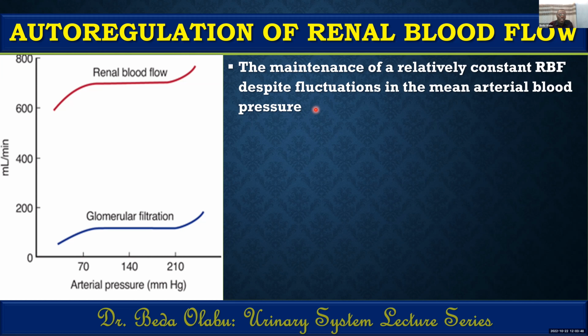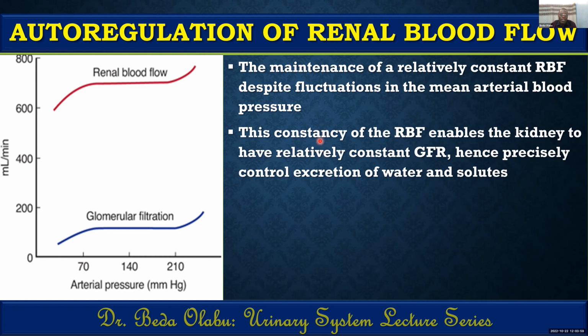The kidney is able to maintain a relatively constant blood flow despite the fluctuations in the mean arterial pressure. This constancy of renal blood flow is important because it enables the kidney to maintain a constant GFR. You don't want your GFR to change every time you run for 5 or 10 seconds. We want the kidney to maintain a relatively constant GFR despite fluctuations in the blood pressure. It is because of this relatively constant GFR that the kidney is able to precisely control electrolytes within the body. The things that need to be excreted will be excreted, and the ones that need to be retained will be retained.